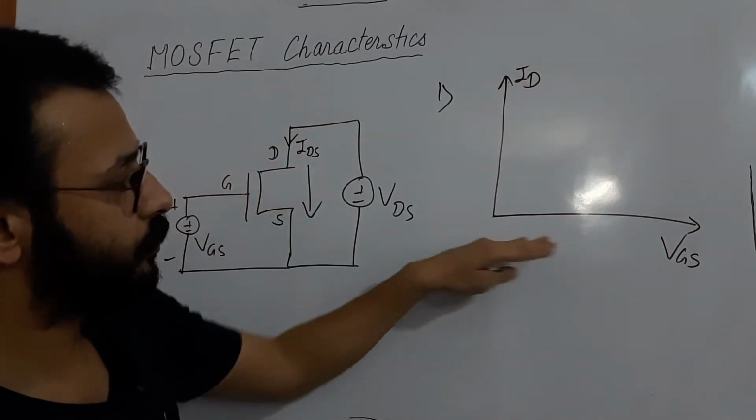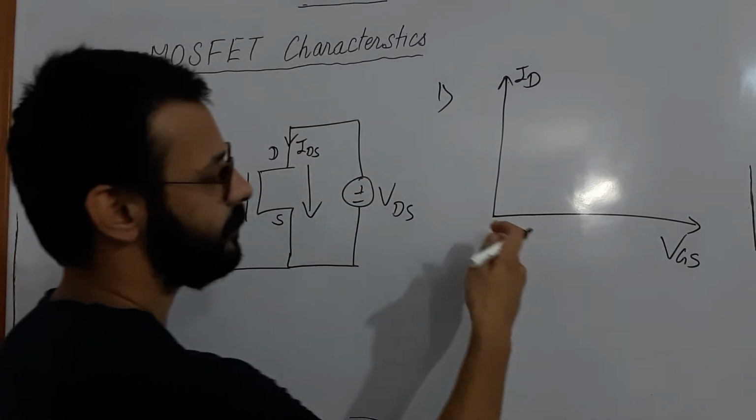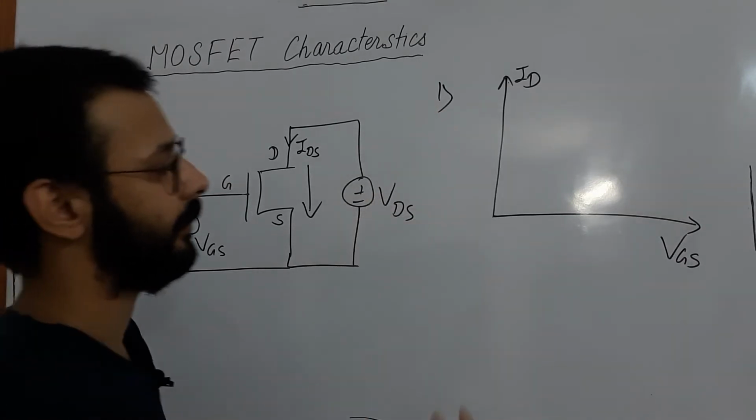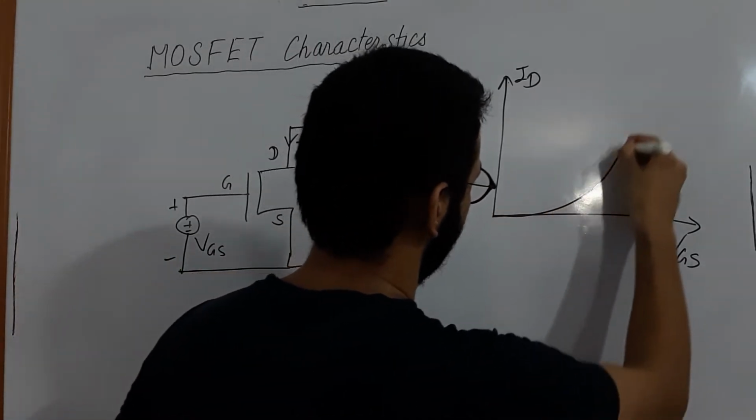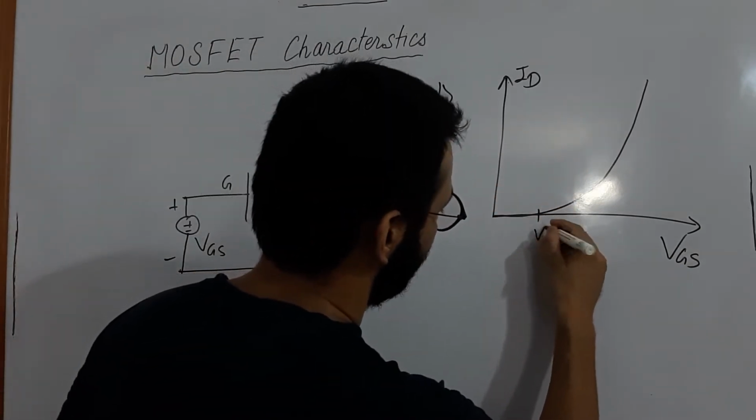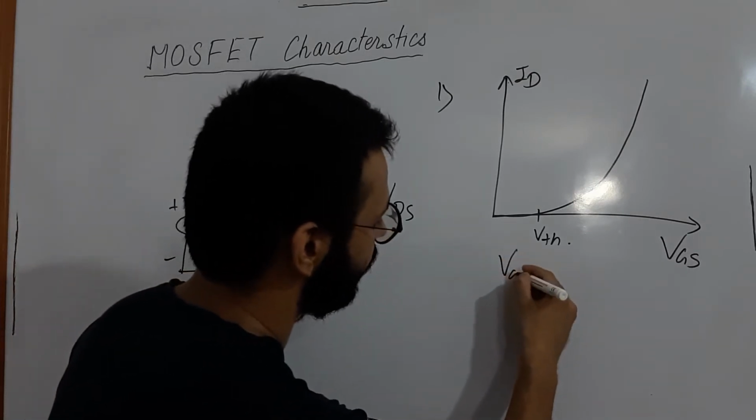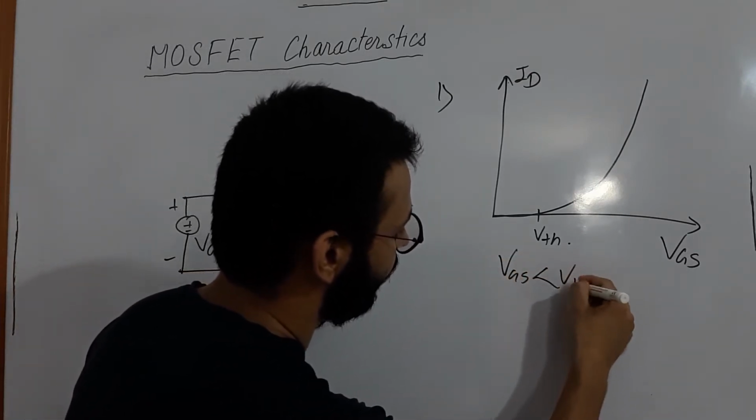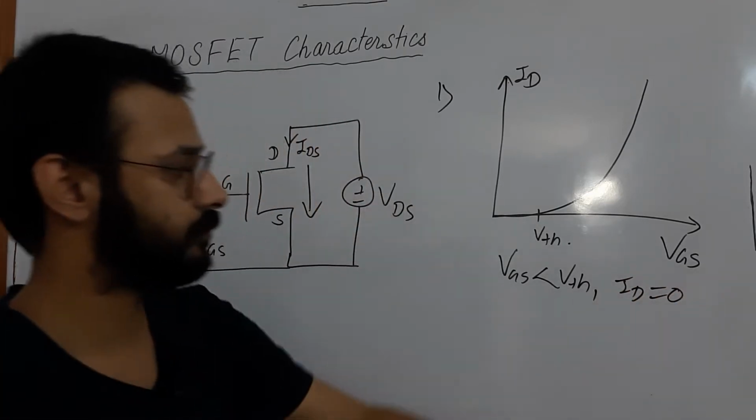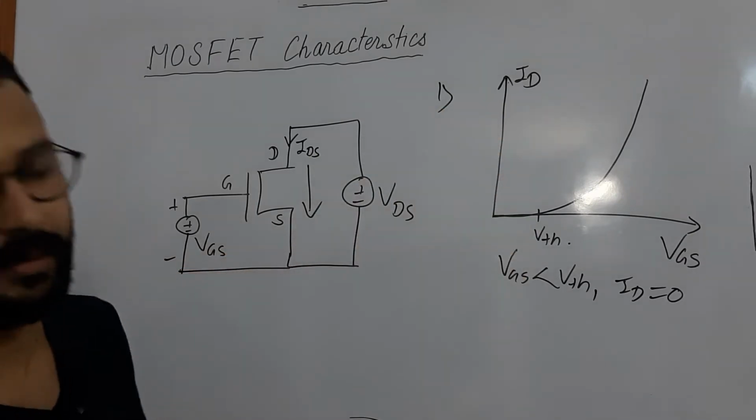I will swap the VGS voltage, so it can be 0, 1, 2, 3 and so on. And what will be the respective ID current? This is the output current and this is the VTH. So we can say that if VGS voltage is less than VTH, then ID will be 0. As simple as that. Using the graph we can easily say that.